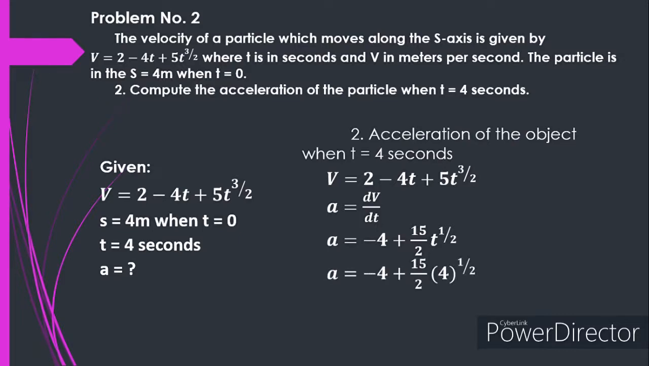So, class, direct substitution, time na 4 seconds. So, a is equals to 11 meters per square second. Napakadali lang, direct substitution lamang siya. Again, bakit meter per square second? Kasi ang equation ng velocity natin ay naka-meters per second. Therefore, ang maging result for acceleration ay naka-meter din ang distance, then yung time ay naka-seconds.